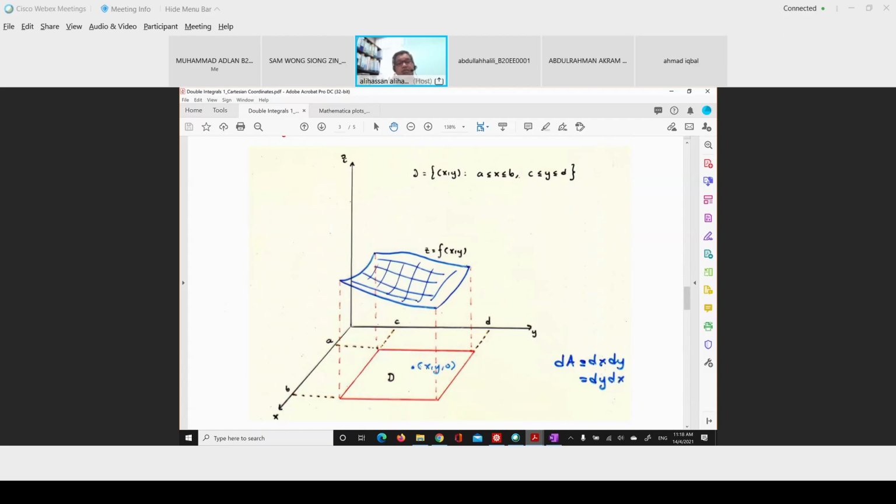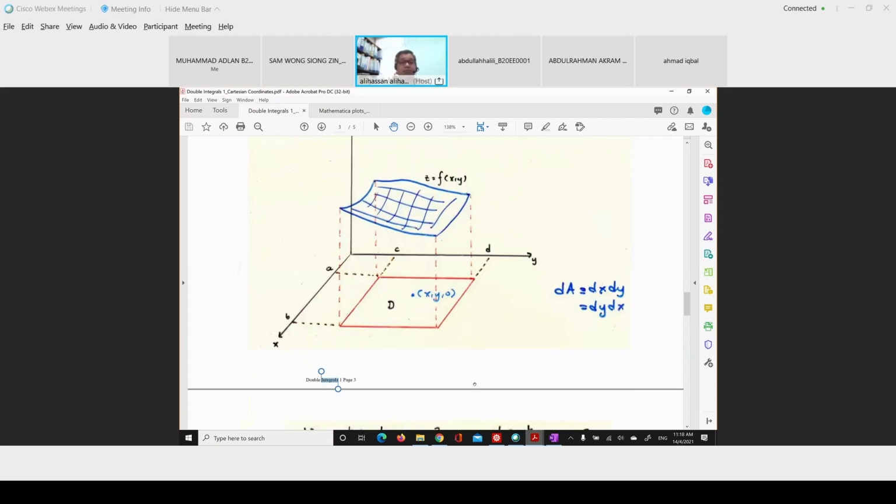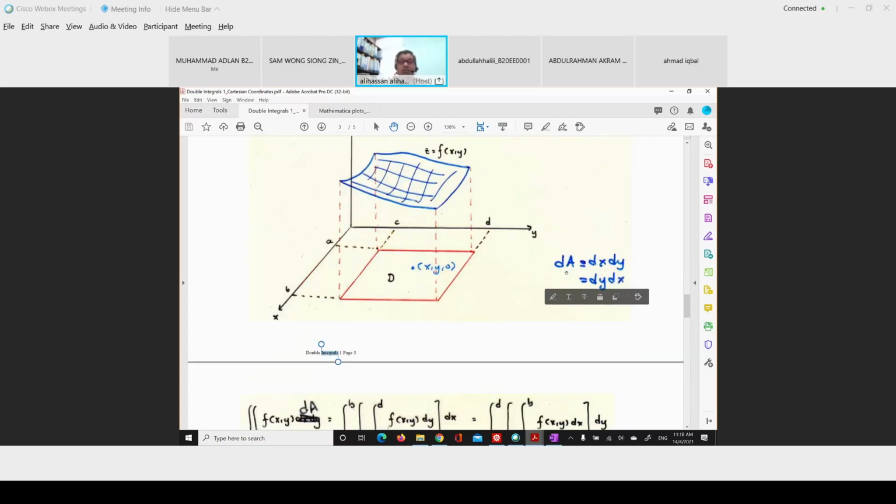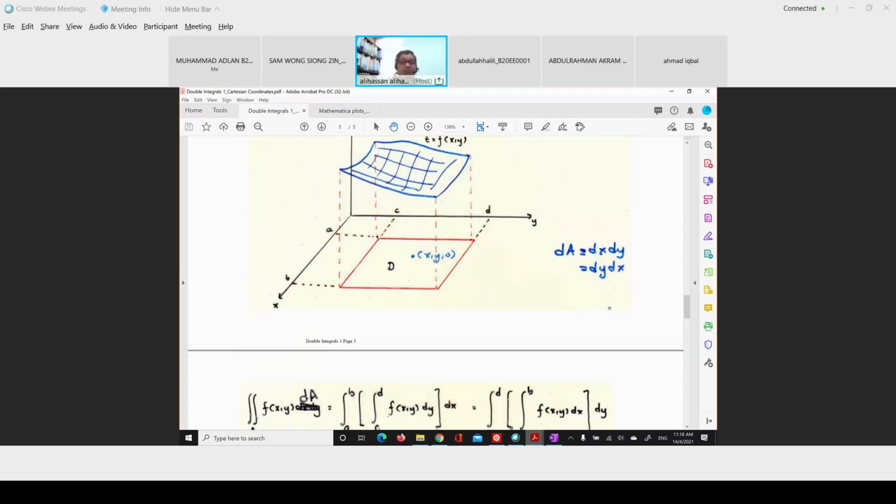So that means x is bounded as shown in this diagram. x is between a and b, and y is between c and d. So that describes a rectangular domain D here. And also let's denote dA, d capital A, as dx dy or dy dx.